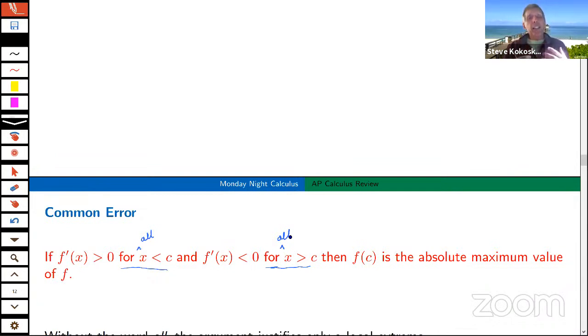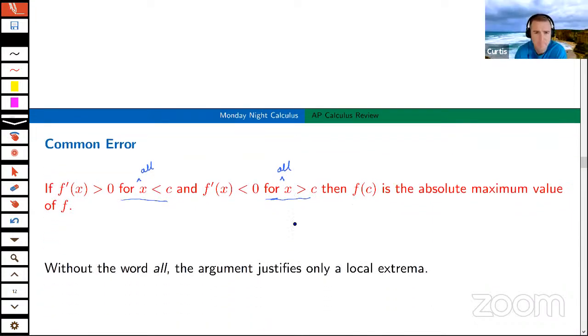This often arises in the context of a problem where we're looking for an absolute max or minimum value on a closed interval. And there's only one critical value. And students will say, oh, well, this is where the absolute max is, and this is true. They'll write it like this. But written like this, it's a local argument and a global one.